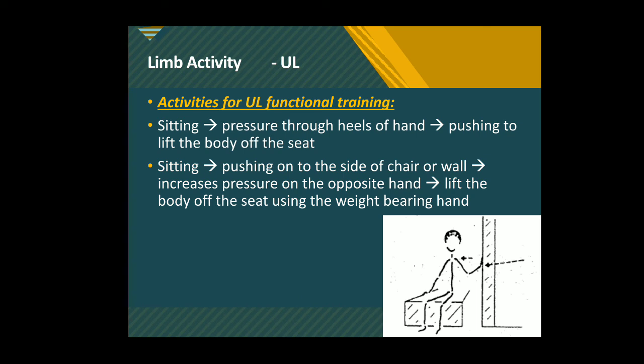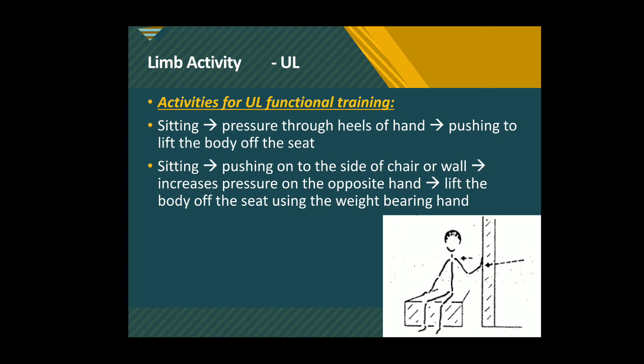First example is sitting, and we can ask the person to press through the heels of the hand and push to lift the body off the seat. Second, in sitting only, the person can be asked to push on the side of the chair or wall, which increases pressure on the opposite side. In the image we can see that the person is sitting and the right hand is bearing the weight, whereas from the left side the person is pushing on a wall to lean towards the right side, so that there is increase in pressure on the right side.